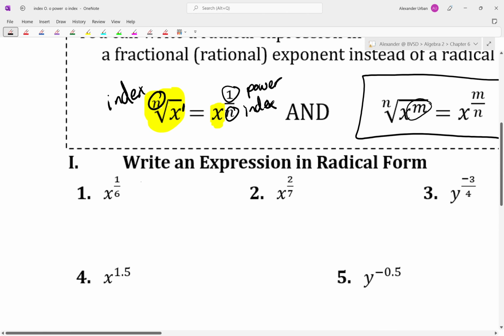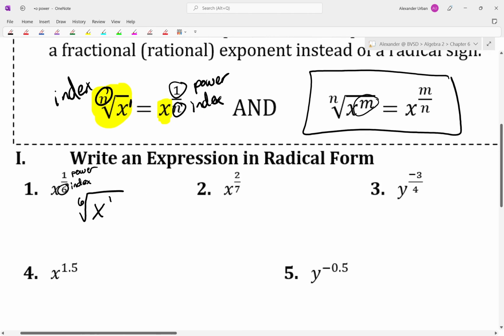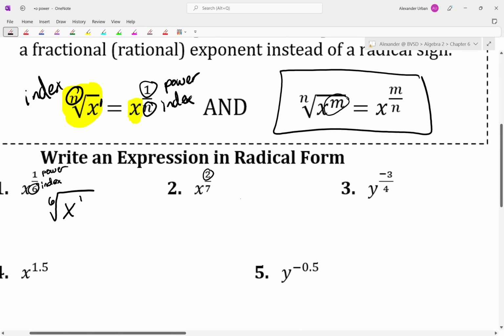We have x to the 1/6 power, and in this case, this 6 is our index, and then the 1 is the power of how many x's we have. So I'm going to write x to the first power with a radical that has an index of 6. So this is the 6th root of x. Number 2, we have a power of 2, so this is x squared inside of the radical with the index of 7. So this is the 7th root of x squared. And we can write this in other ways, but this is one way to interpret it.